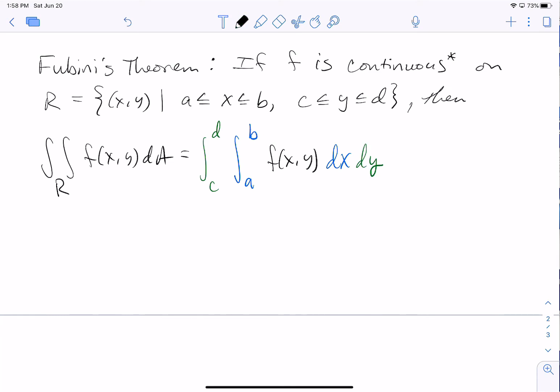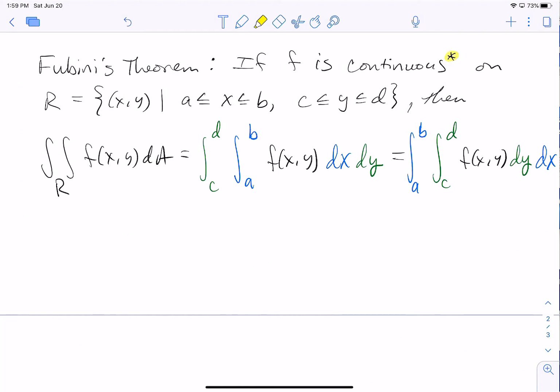Now that's not new, but Fubini's theorem says that the order of integration can be reversed. That is to say, the integral also equals the integral from a to b of the integral from c to d of f of x y dy dx.